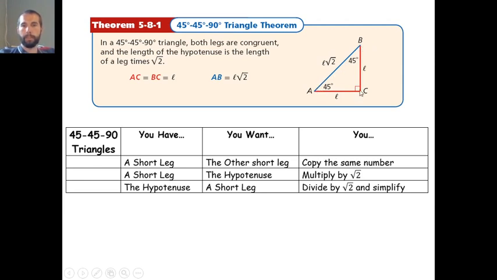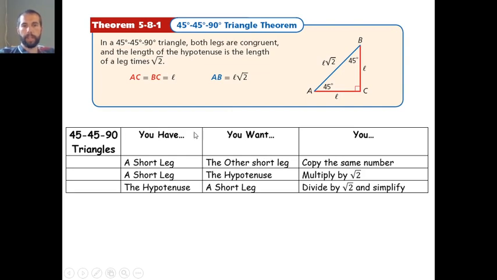So if the length of BC is 5, then the hypotenuse is 5 times the square root of 2. If the length of the leg is 6, the length of the hypotenuse is 6 times the square root of 2, and so on. So in a 45, 45, 90, both the legs are congruent. So if you know one of the legs, then you know the other leg. And the length of the hypotenuse is the length of the leg times the square root of 2. So that's what these little formulas are telling us.